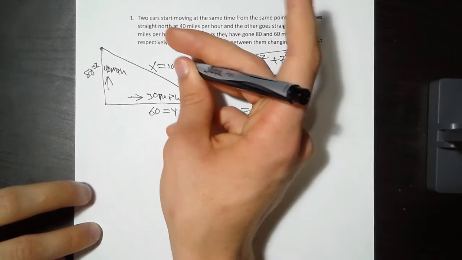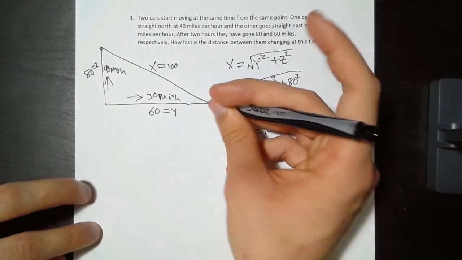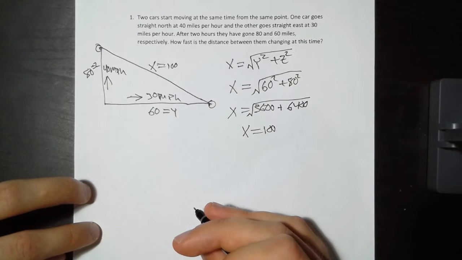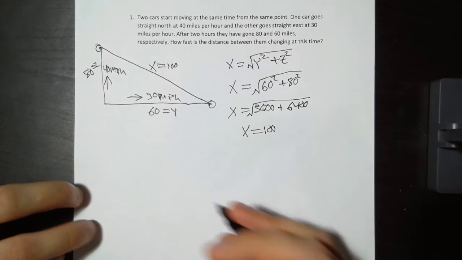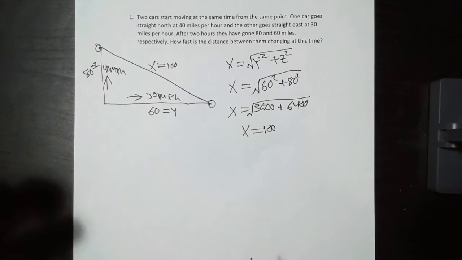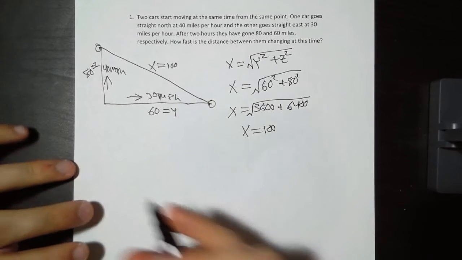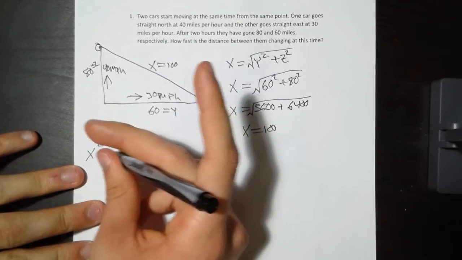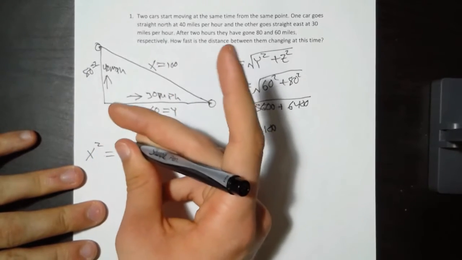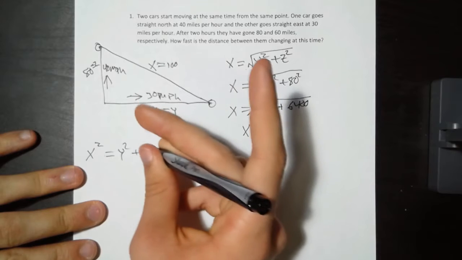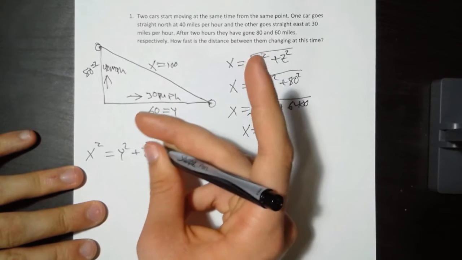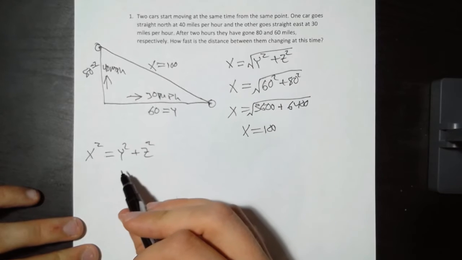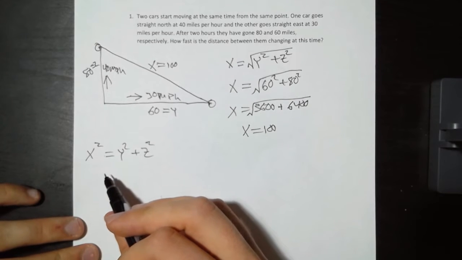Okay, so we know the distance between the cars after 2 hours, but we don't know the rate that it's changing at 2 hours. So to find rate, we need to take derivative. We're going to take derivative of the Pythagorean theorem. So we have x squared equals y squared plus z squared. For taking derivative, we're going to do it implicitly with respect to time.